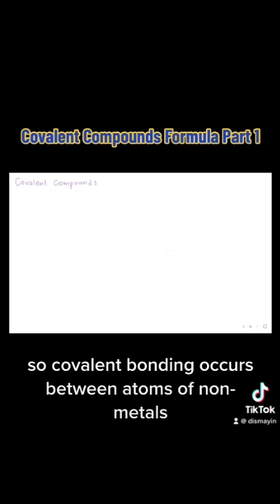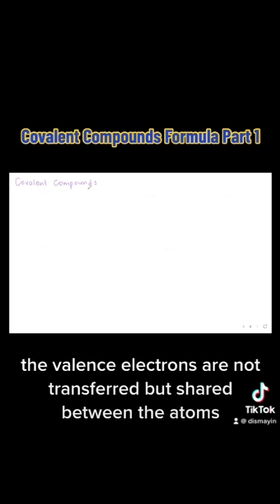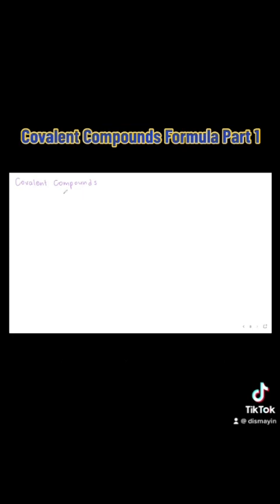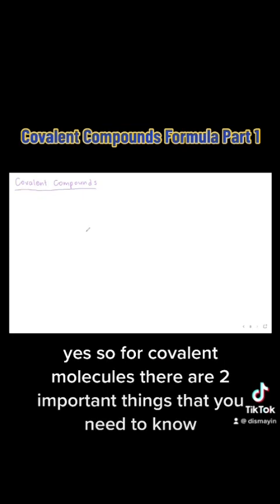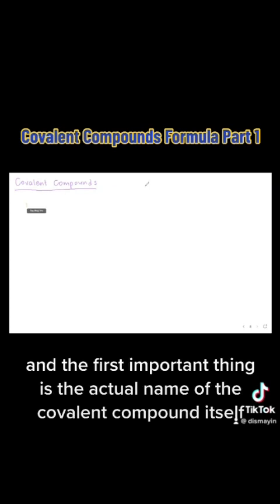So covalent bonding occurs between atoms of non-metals, and unlike ionic bonding, the valence electrons are not transferred but shared between the atoms. So for covalent molecules, there are two important things that you need to know. And the first important thing is the actual name of the covalent compound itself.